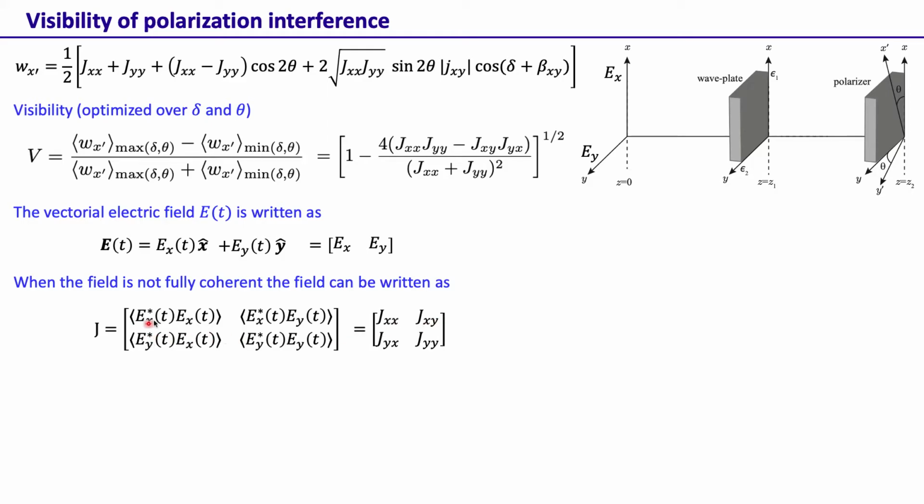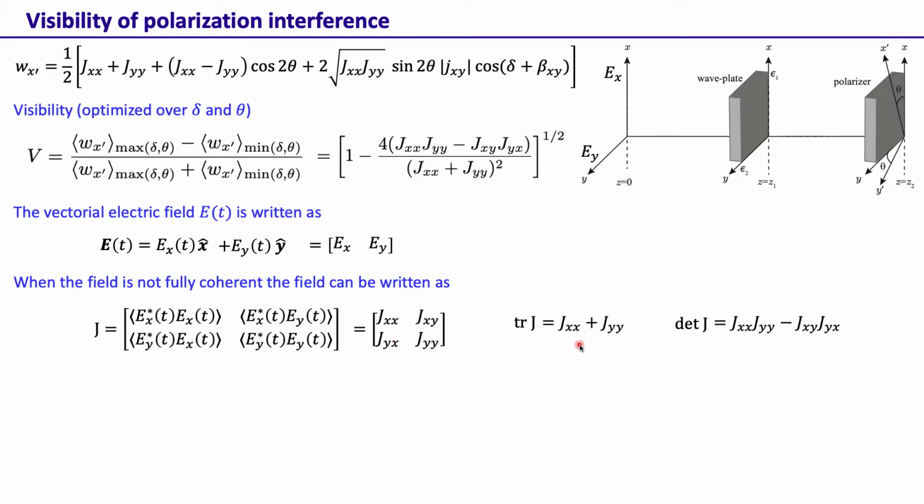Okay, so now the terms within the matrix, we can write as Jxx, which is Ex star Ex, I mean this we have already done, Jxy, which is Ex star Ey, and so on. So that's the representation of the field in the polarization basis, the field that is not fully coherent. Okay, so this J is Jxx, Jxy, Jyx, Jyy. So the trace of J is Jxx plus Jyy, and the determinant of J is Jxx Jyy minus Jxy Jyx.